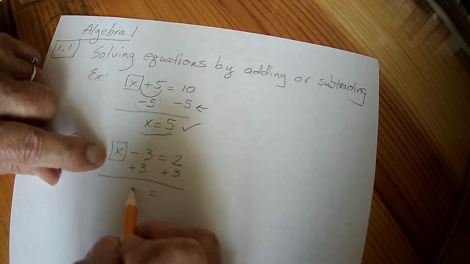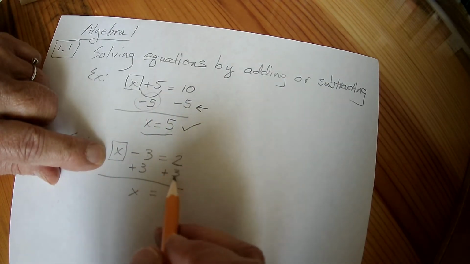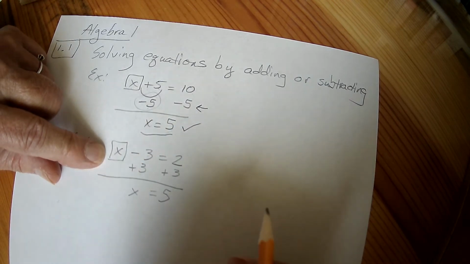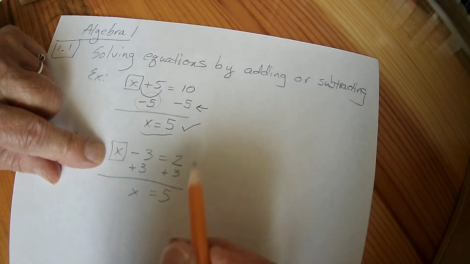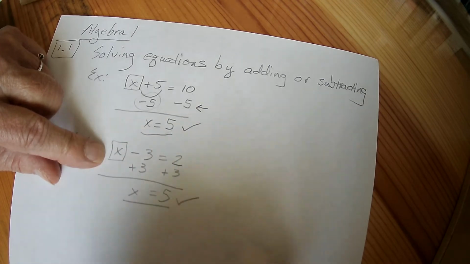Over on the left, I have nothing but x left, because negative 3 plus 3 is 0. 2 plus 3 is 5. I'm going to go back and mentally check that this is the right answer. Is 5 minus 3 equal to 2? Yes, it is. So I know that's my answer.